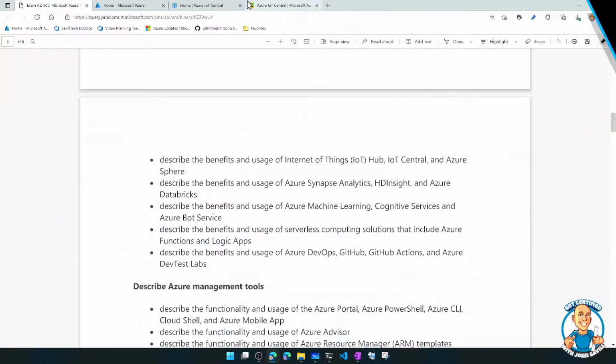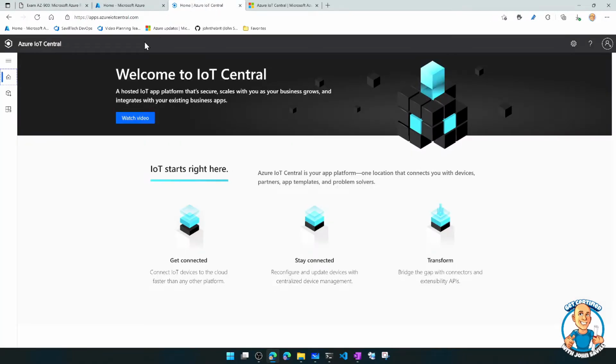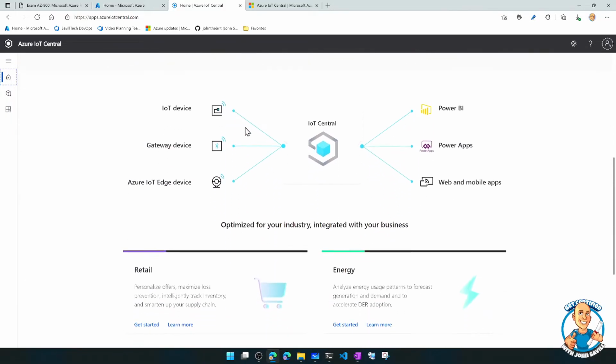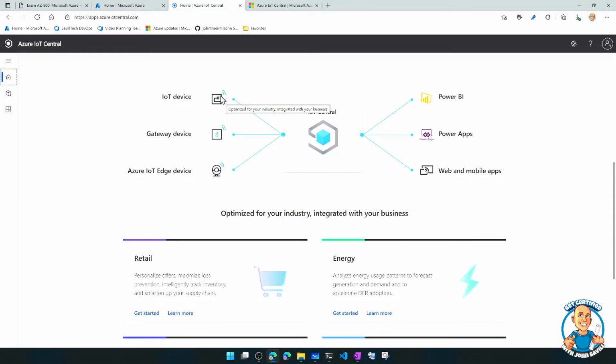If we jump over for a second, this is IoT Central. And you'll actually notice, I mean, there's great videos. I recommend you go and watch this. But here's the whole point. It has this idea of the IoT devices, gateway devices, IoT Edge devices into IoT Central that then can hook into many other things to then help me see and visualize the data.